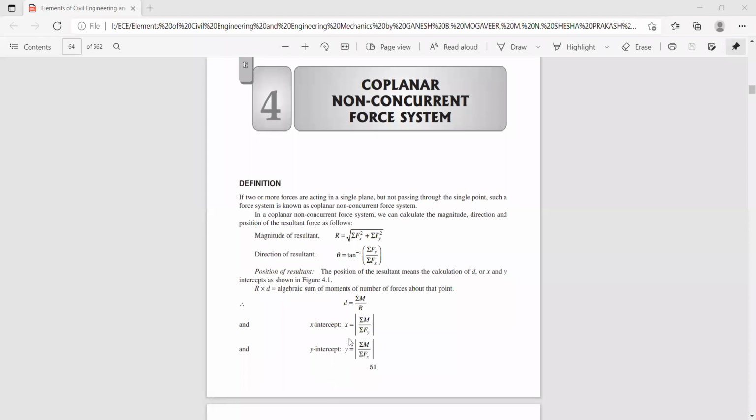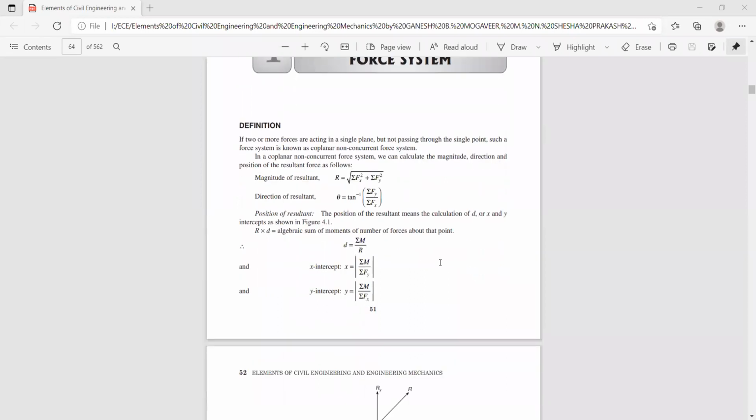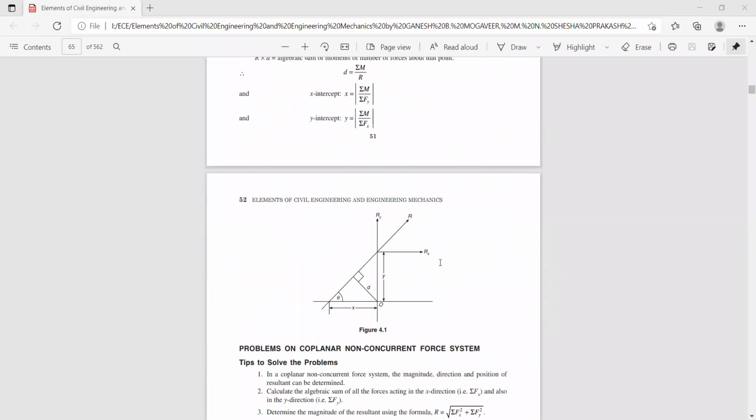These are the equations by which you can find the magnitude of the resultant, the direction of the resultant, the position of the resultant, and along with that, the x-intercept and y-intercept of the resultant. So if you are given a coplanar non-concurrent force system, first we need to find the magnitude of the resultant, then the direction of the resultant, and also the position and the x and y intercepts of the resultant.